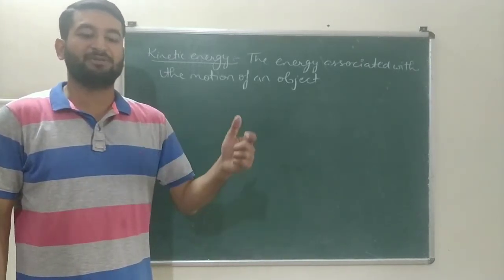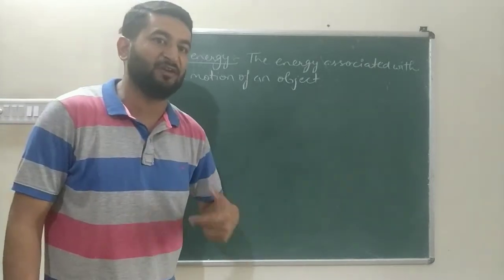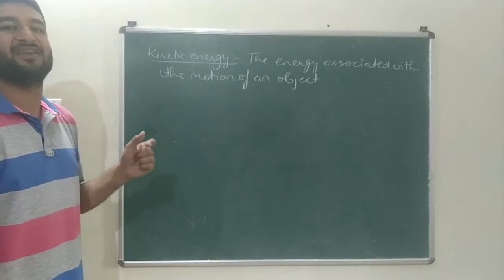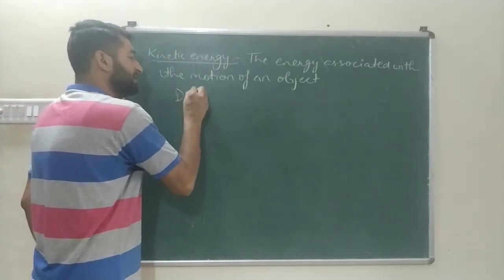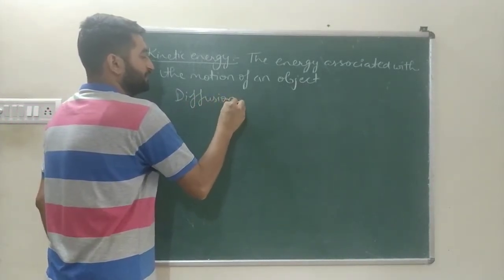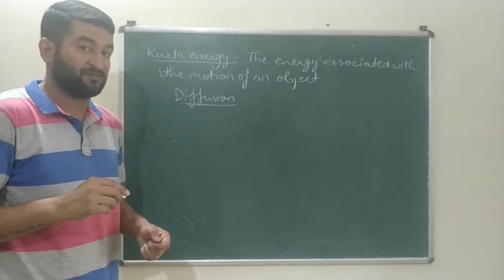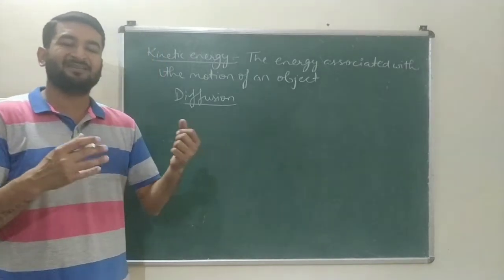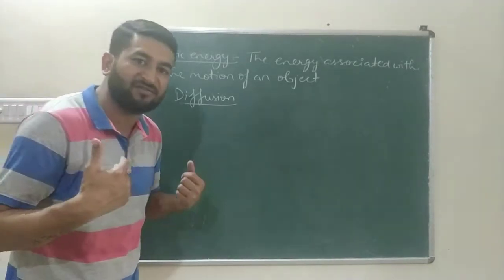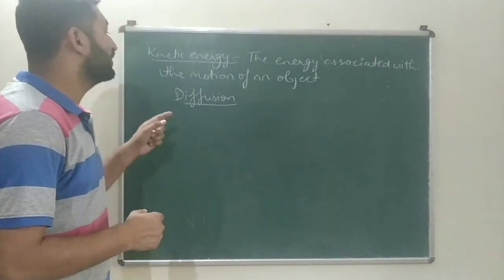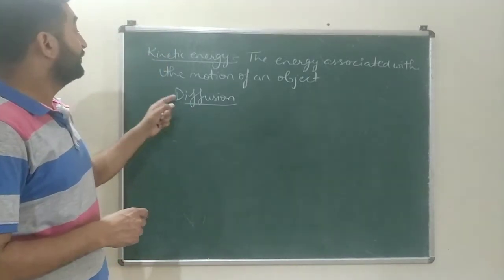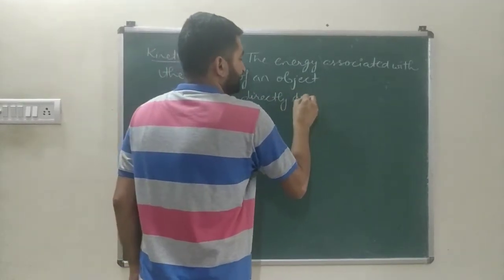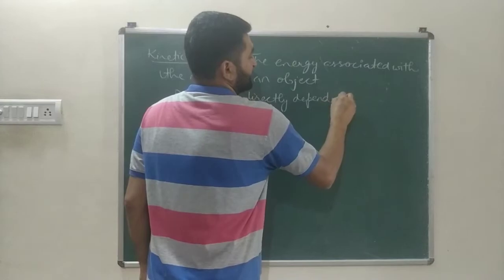When an object is in motion, when an object is moving, it has some velocity, so the energy it has is known as kinetic energy. Diffusion of any substance: diffusion is the movement of particles from their higher concentration to their lower concentration. When particles move from higher concentration to lower, that movement is known as diffusion. Diffusion directly depends on kinetic energy.